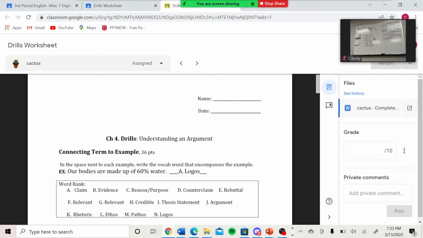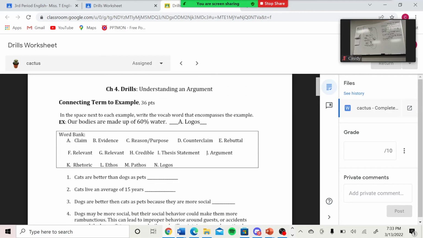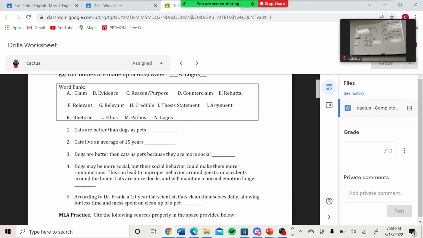This drills worksheet should be done by the end of class, and literally what this looks like will be what your worksheet will look like for homework. So for your first section, you're going to be given statements, and you're going to use one of our new vocab words that we just learned, and put on the line what you think the answer is.